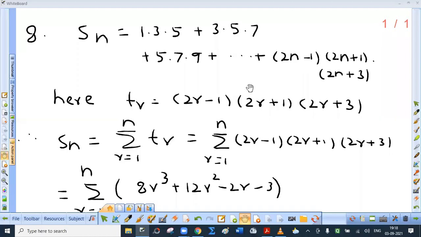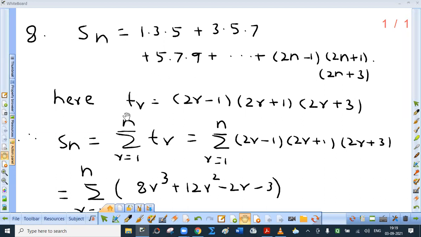Sum number 8. Find the sum 1 into 3 into 5 plus 3 into 5 into 7 plus 5 into 7 into 9 up to 2n minus 1, 2n plus 1, 2n plus 3. Luckily here the nth term is given. Otherwise, first we'll have to find that.